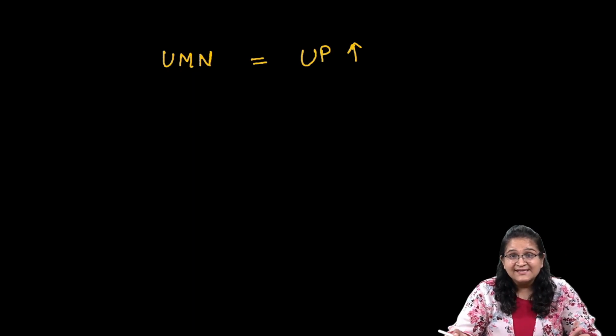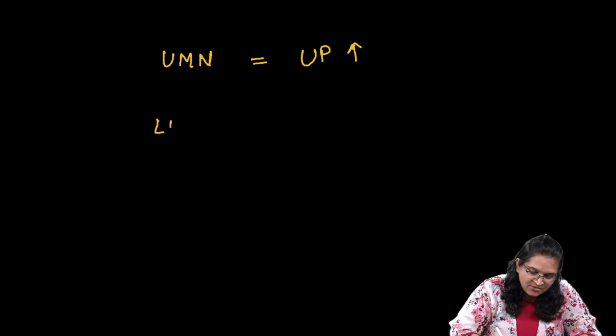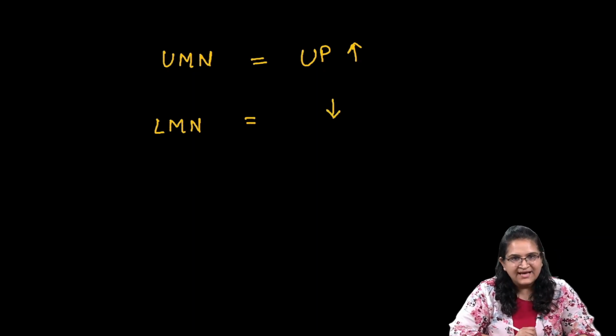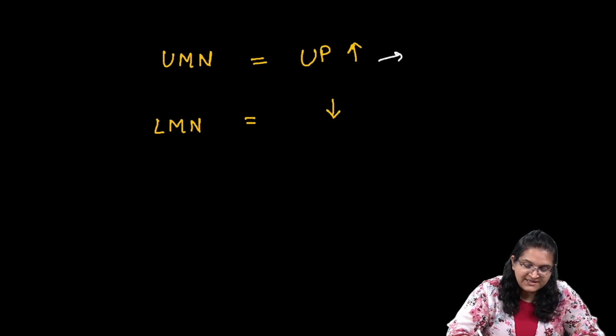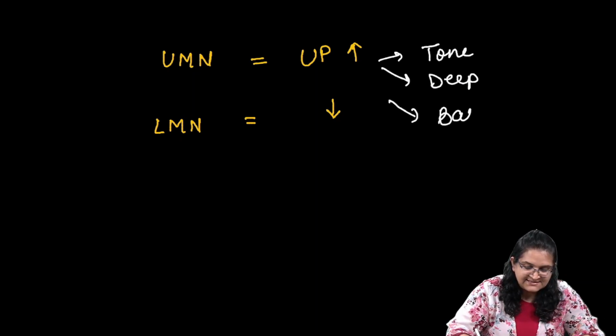So let us start. Now first thing I want all of you to learn in the beginning, motor neuron lesion, remember up, everything is increased. What is increased? I will tell you. In lower motor neuron lesion, we see decrease, right? So what all is increased in the upper motor neuron lesion? Please remember tone and the deep reflexes and the Babinski sign, right?